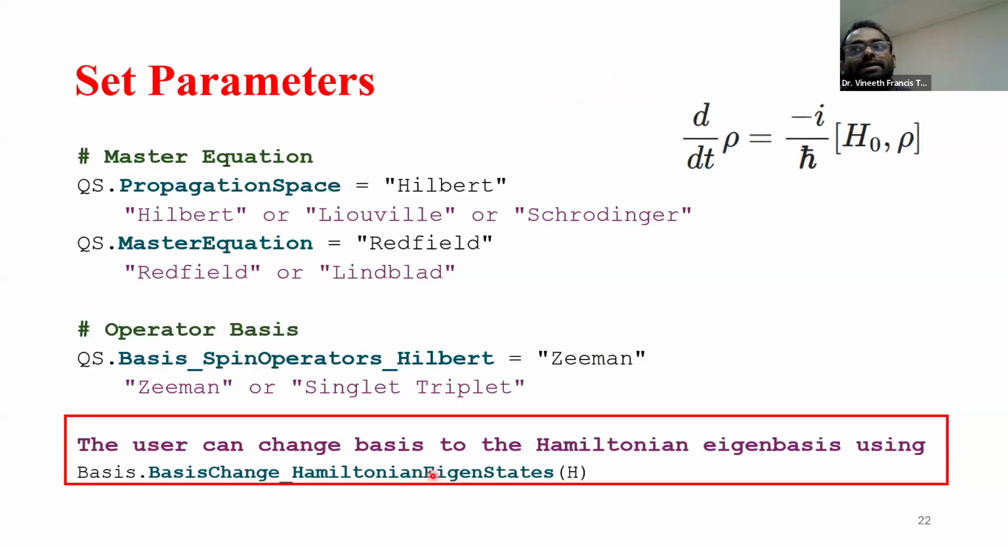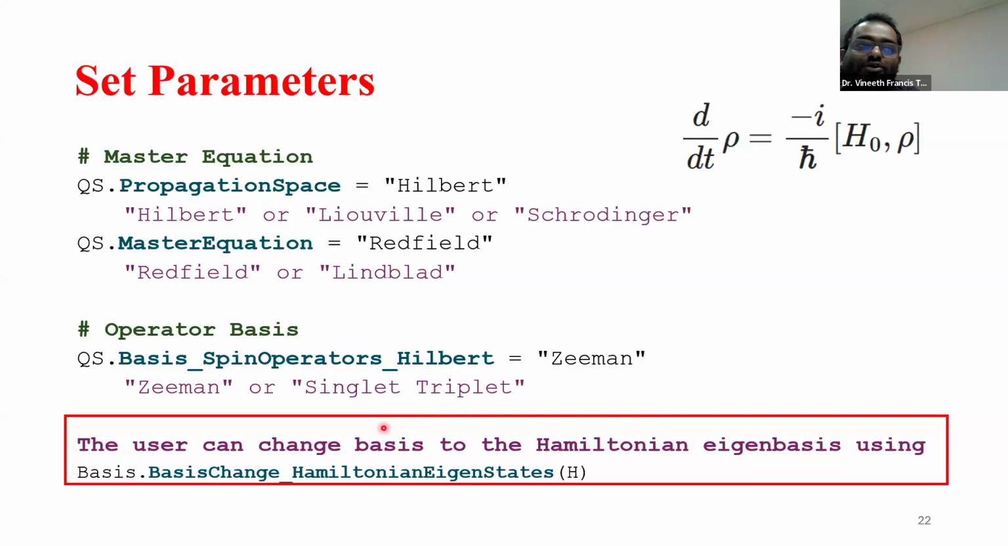Next, after defining the spin system, you want to define the parameters. In PyOR you can work in Hilbert space, Liouville space, or you can solve the Schrodinger equation. Currently, we are going to use Hilbert space for this problem, and I'm going to use the Redfield master equation. You can use either Redfield or Lindblad. Here in this problem, we use the Redfield master equation. Now you can define the basis of the operator. By default, it is the Zeeman basis. If you want to work with singlet-triplet, you can use singlet-triplet.